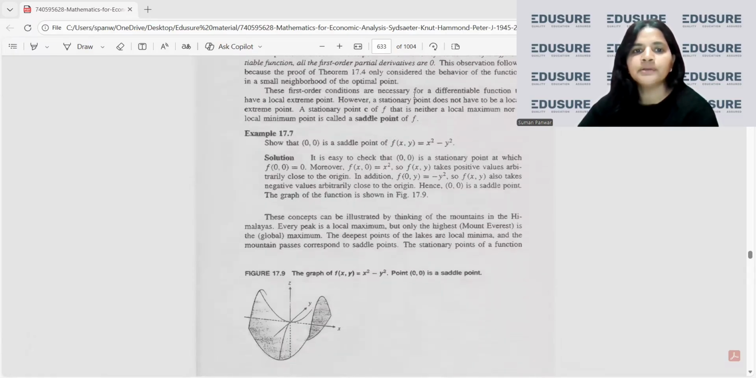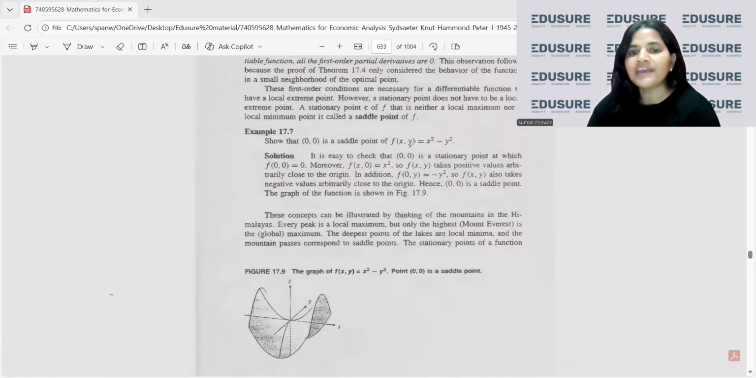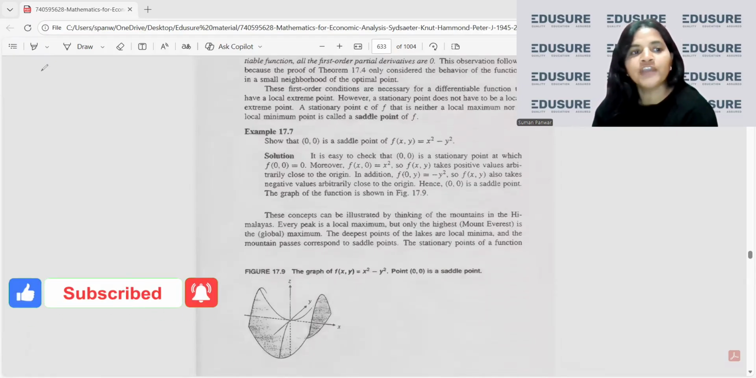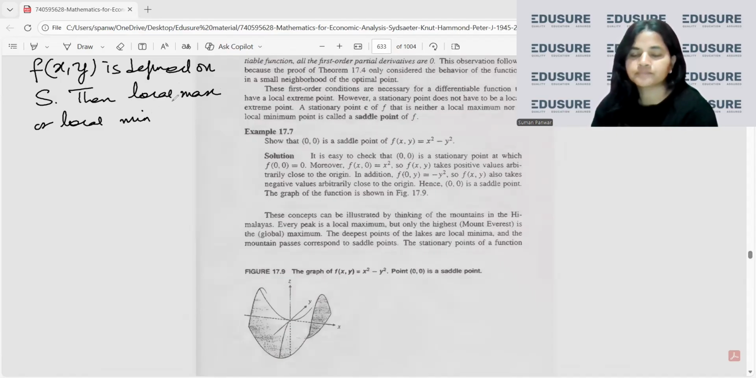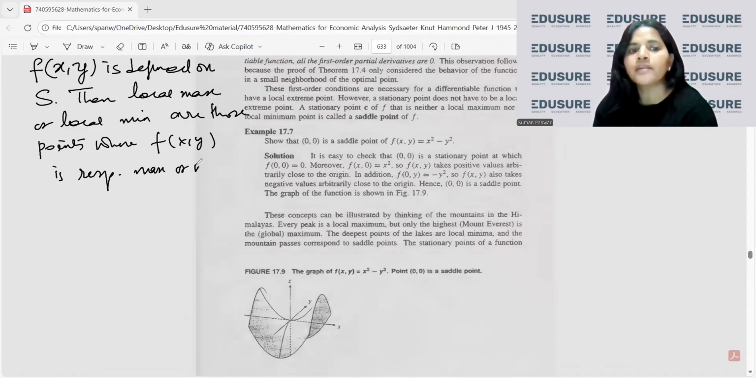Let us start with an example. Show that (0, 0) is a saddle point of f(x,y) = x² − y². First of all, we must know what a saddle point is. Till now, we have seen that if a function of two variables f(x,y) is defined on a domain S, then local maxima or local minima are those points where f(x,y) is respectively maximum or minimum in its neighborhood.